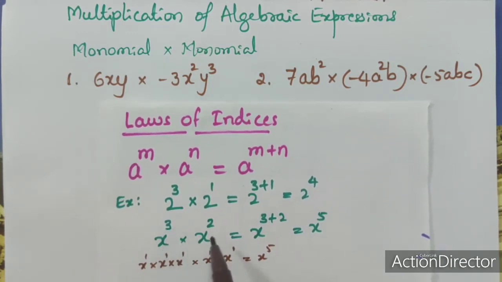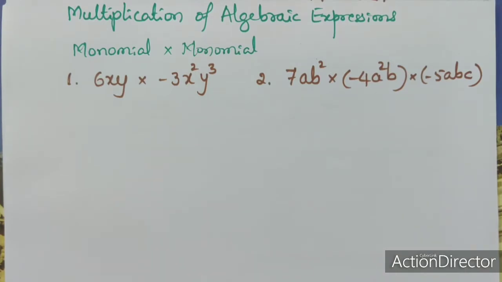Similarly, x cube into x square. The bases are the same, powers should be added, and x raised to 5 is the answer. x raised to 3 means 3 x's, you are multiplying x 3 times. Here you are multiplying x 2 times. Totally, how many times are you multiplying? 5 times. But every time you can't do this. When the power is small, this is possible. When the power is large, it becomes difficult. So we will be referring to this law. Let us use this law and solve the first two questions.